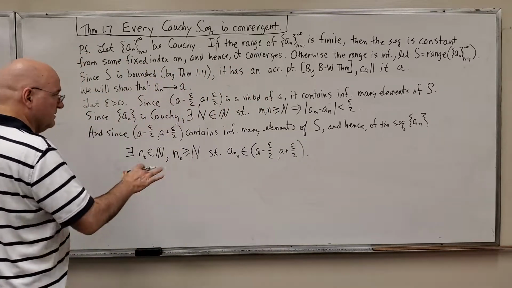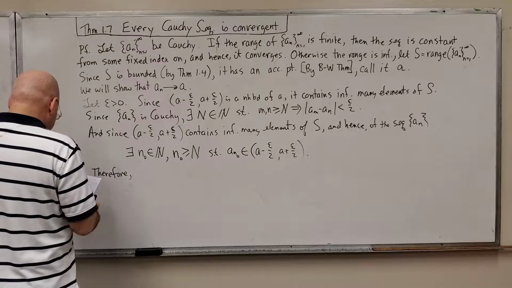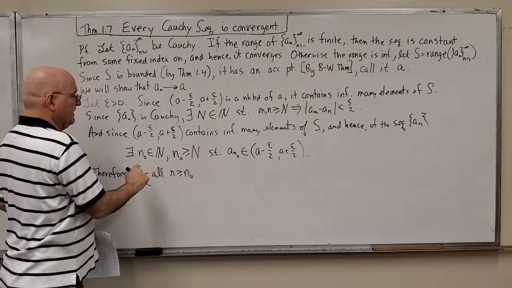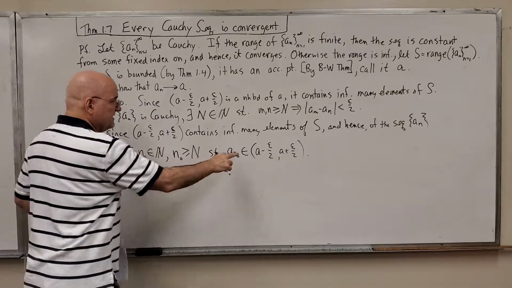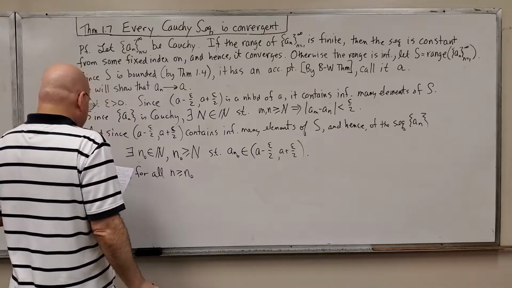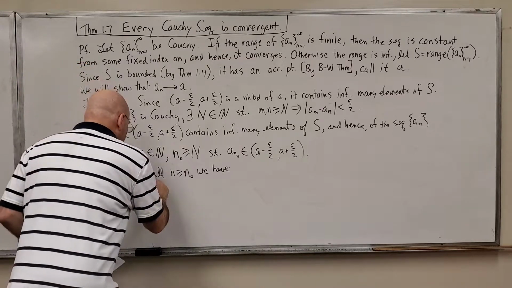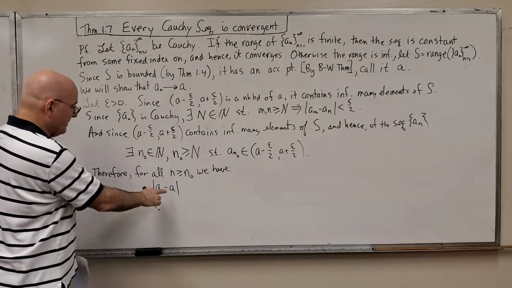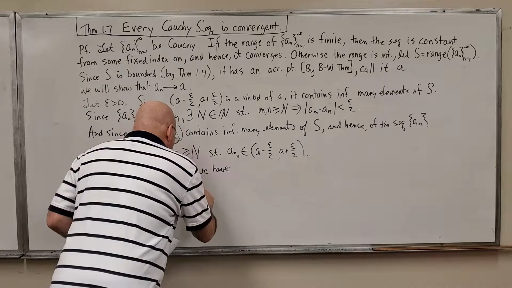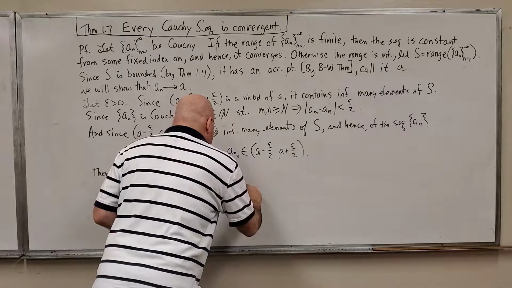And I think we can tie it up in one more sentence that has a little bit of algebra in it. Therefore, for all n greater than or equal to N zero, no longer capital N, but I need it to be N zero, because a_N zero is for sure in this interval. So for all n greater than or equal to N zero, we have the following. The absolute value of a_n minus a, and all we need to do is prove that this is less than epsilon. So that's less than or equal to the absolute value of a_n minus a_N zero plus a_N zero minus a.